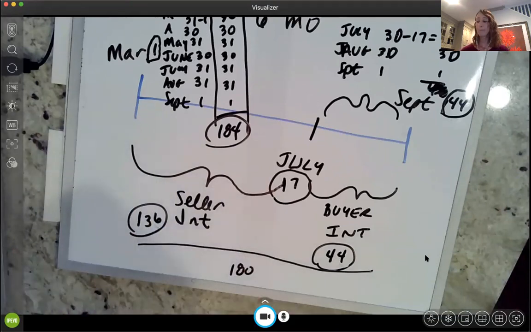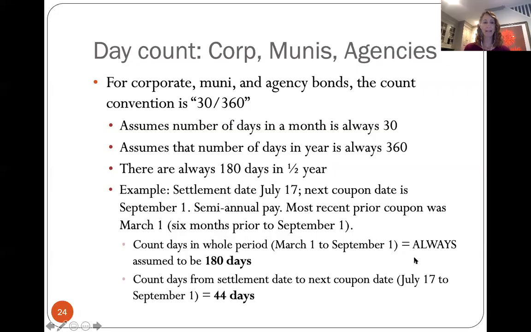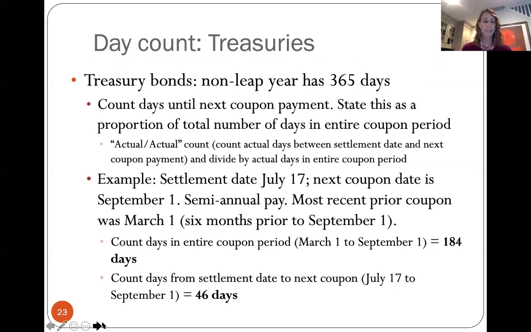So for a muni bond, this is no longer true. For a muni or corporate bond, we assume this 360-day year, 30-day month situation. And so that's probably the thing that takes the longest here. And the rest of this is just math. So let's take a look.